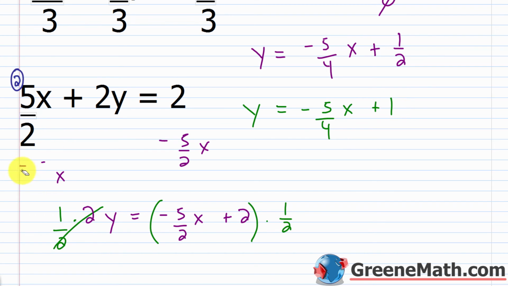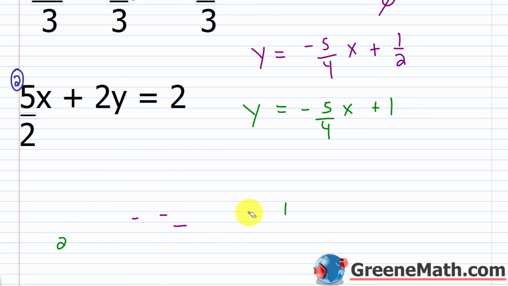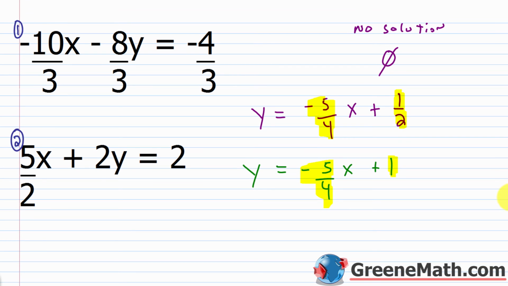Now, what do I notice here when these two equations are solved for y? Well, what I notice is that they have the same slope, negative 5/4, different y-intercepts. This one occurs at 0, 1/2. This one occurs at 0, 1. So if I have the same slope and different y-intercepts, I know I have parallel lines. And if I'm working with a system of linear equations, they're never going to intersect, so there's no solution. These are parallel lines.